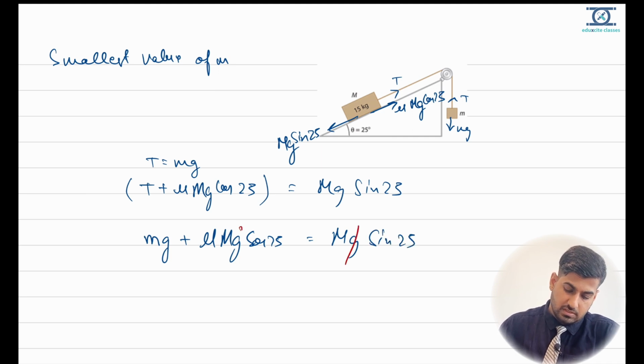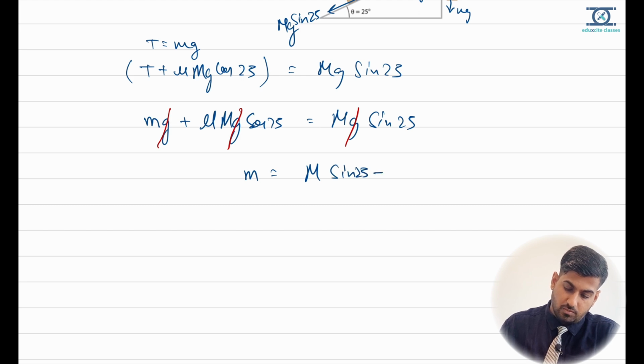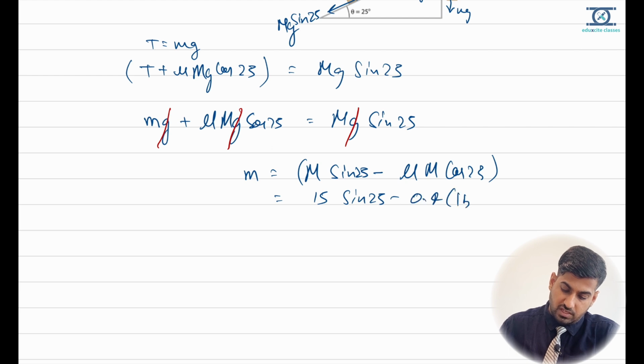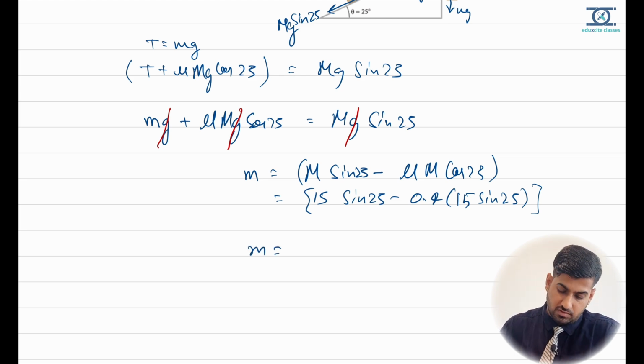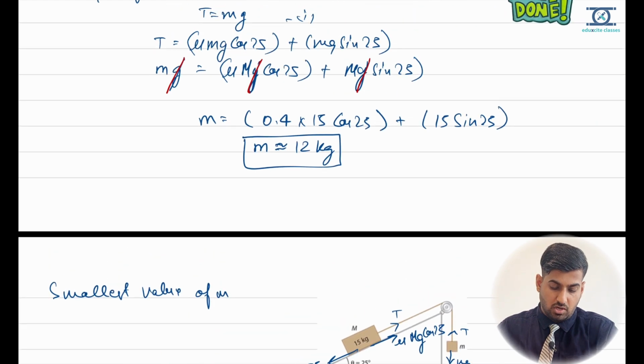Again g comes out common, so here you can say small m will be capital M sin 25 minus nu capital M cos 25. Now, when you put the values, you will get 0.415 sin 25. I have already done the calculation, it will be near about 0.9 kg. So, that will be the answer for your smallest value of m.